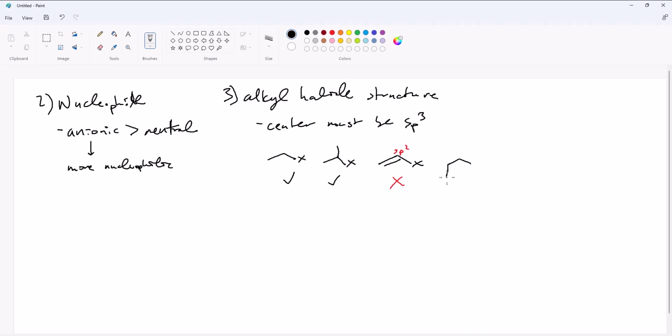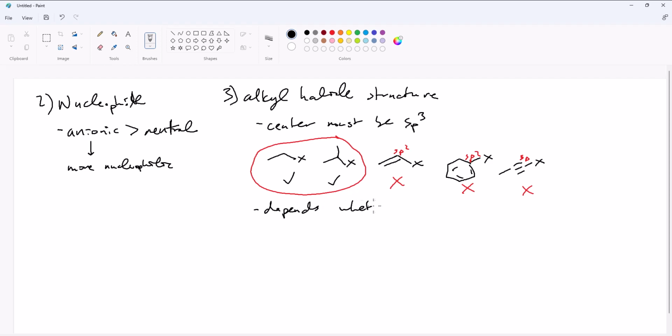We can't have something like this, where we have next here. So this is sp2 aromatic. That won't work. And we also can't have something that is sp hybridized. This won't work as well. So we need to have sp3 hybridized centers in order to do this type of nucleophilic substitution. Now the rate of the reaction will depend heavily on whether it's SN1 or SN2. And we kind of hinted at the reasoning for this in chapter 5.